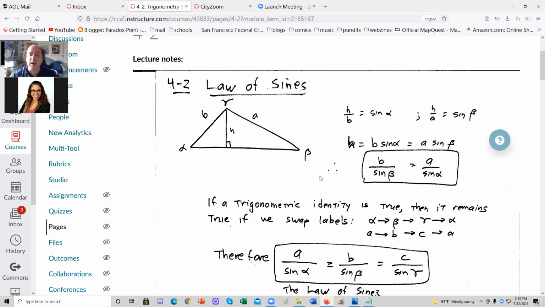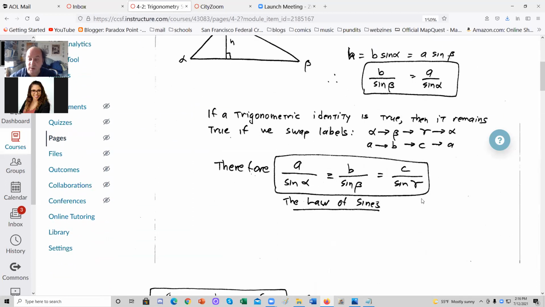If we have a true trigonometric identity, then it remains true when we swap labels, alpha to beta to gamma to alpha, A to B to C to A. It's because the letters A, B, C, alpha, beta, and gamma are our ideas. They're not the triangle's ideas. So side over sine of opposite angle is the same for all three pairs: A over sine alpha equals B over sine beta equals C over sine gamma, and this is called the law of sines.